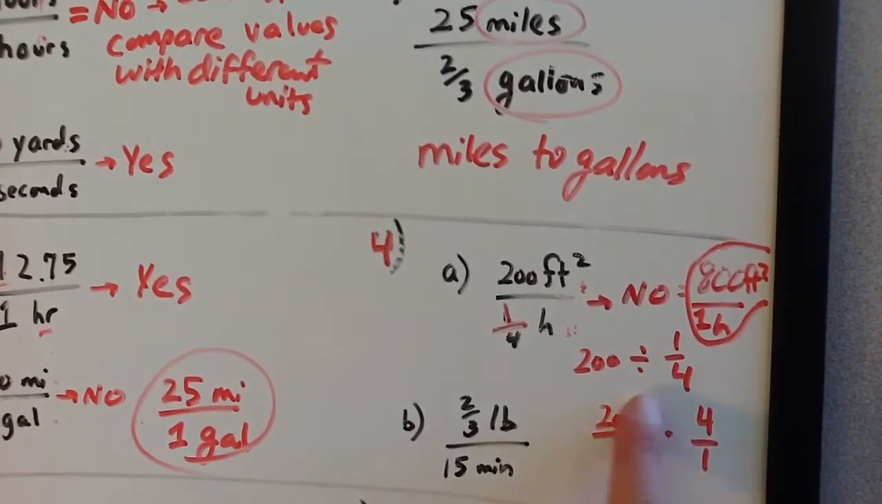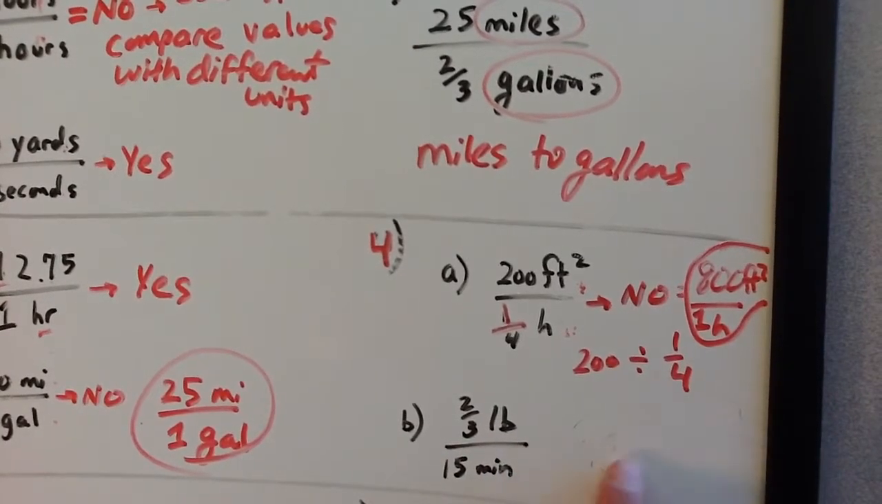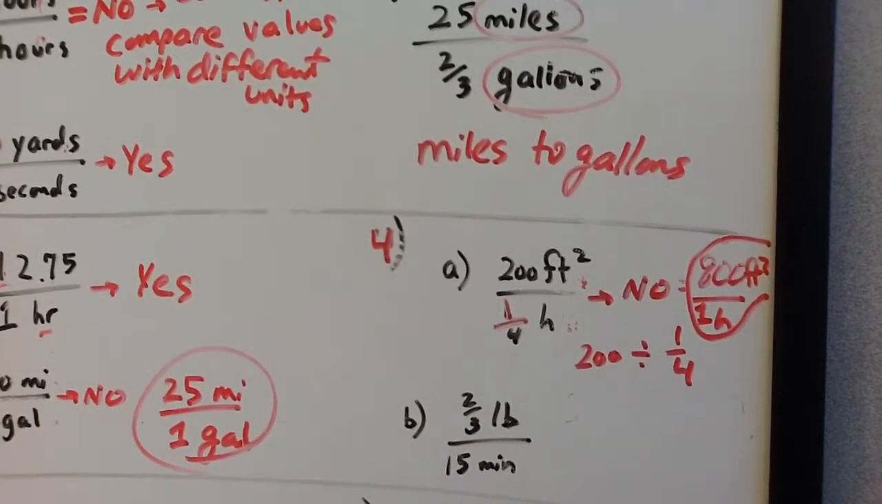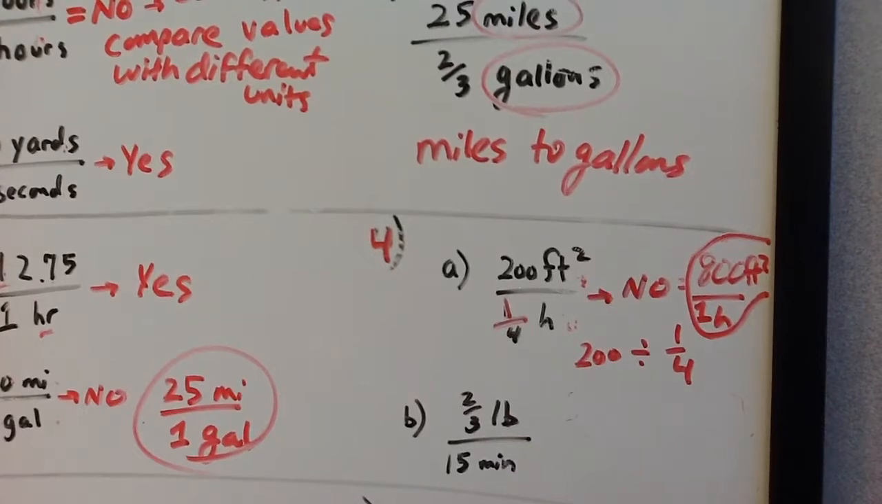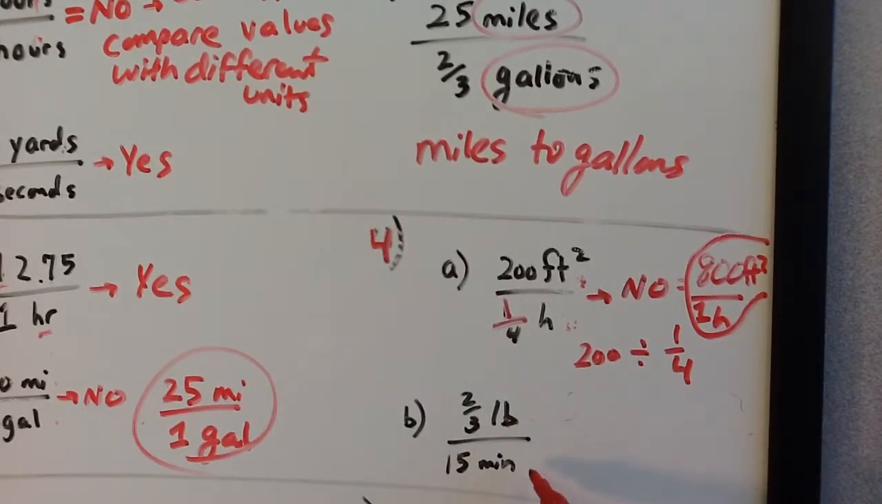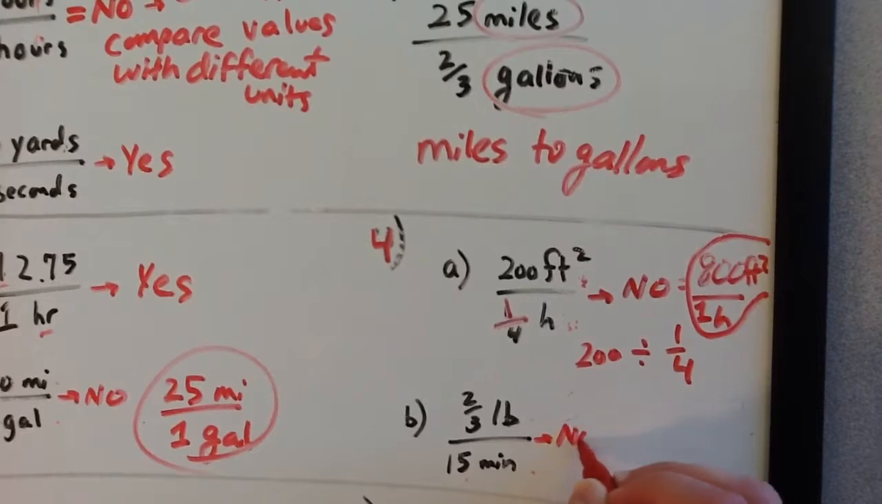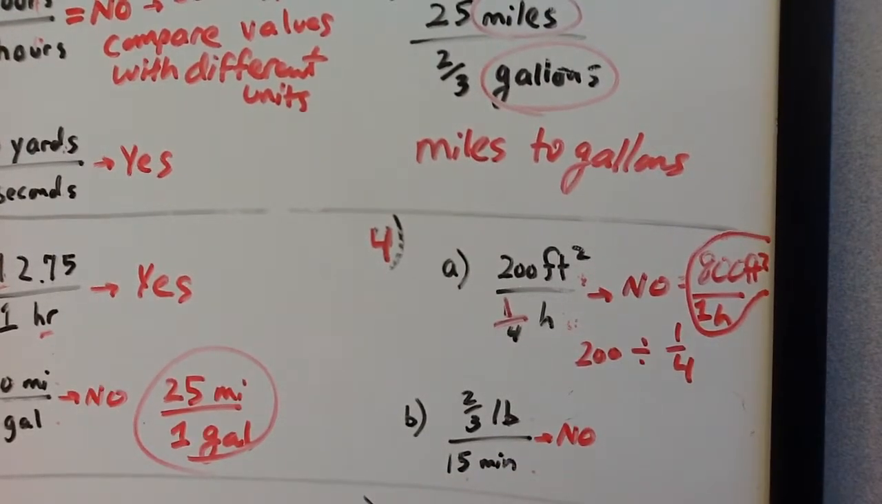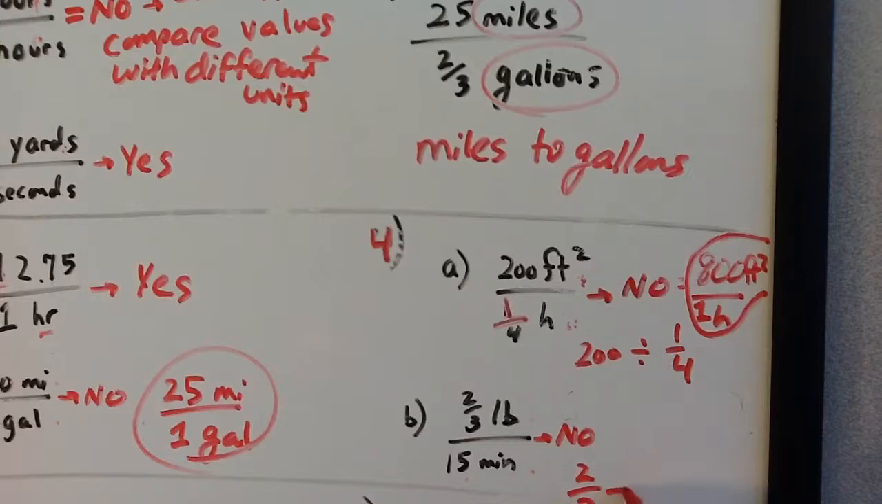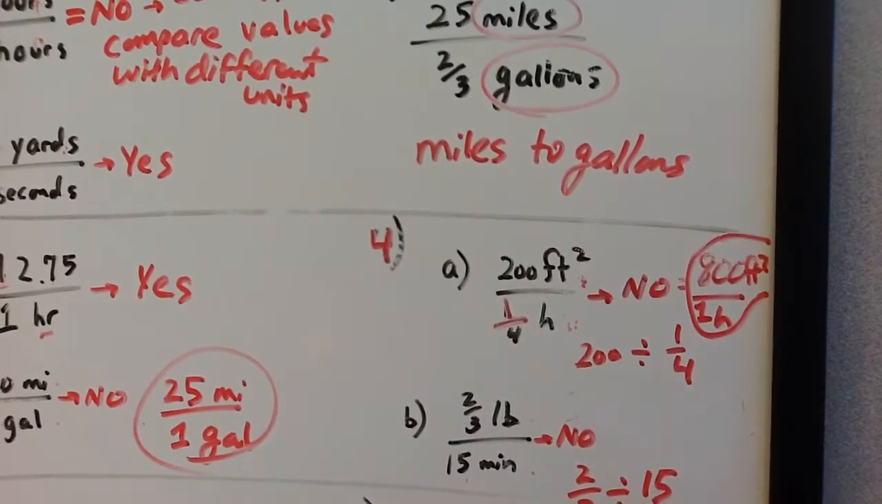Okay, part B. I have 2/3 pound per 15 minutes. Is this a unit rate? Well, on the top I'm comparing pounds, and the bottom I'm comparing minutes. So it is a rate, I'm comparing different units, but is the bottom number 1? Nope, it's not. So no, this is not a unit rate, and if it's not a unit rate, we need to make it 1. So to do that, I can divide the top by the bottom. 2/3 divided by 15.